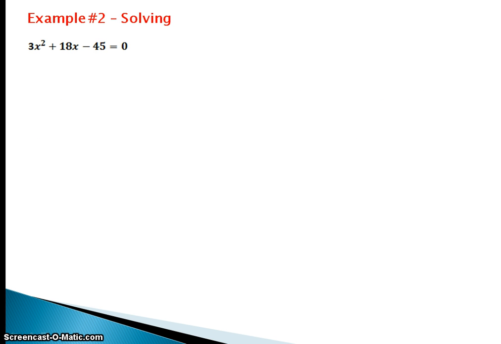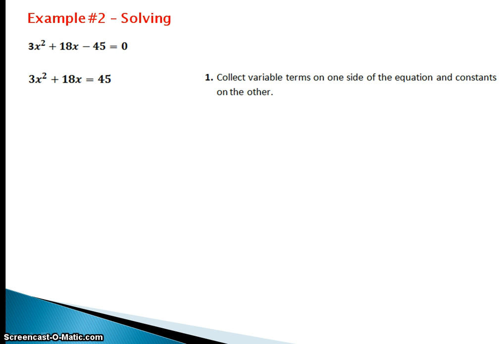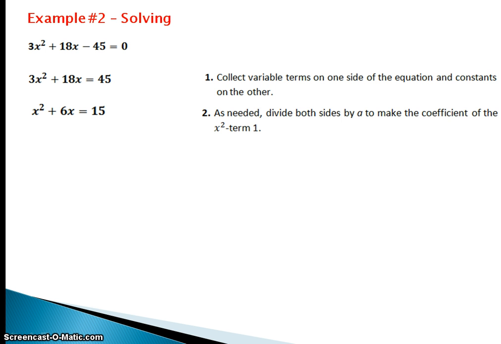I have 2 more examples, so let's take a look at the second example. In this case, you'll notice A is not 1. So we're going to start by collecting all of the variable terms on one side and the constant terms on the other. In this case, we need to add 45 to both sides. Now I'm going to divide everything in this equation by 3 because A is 3 and I need A to be 1.